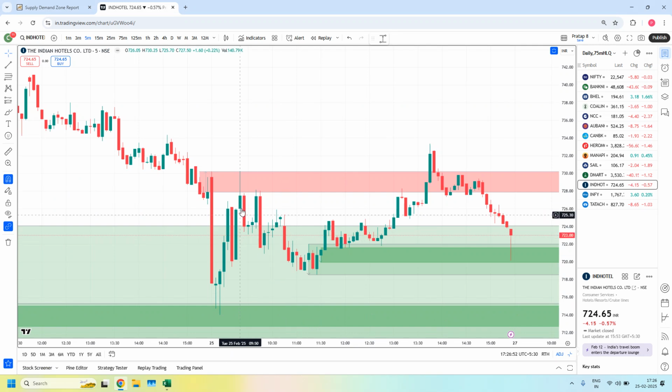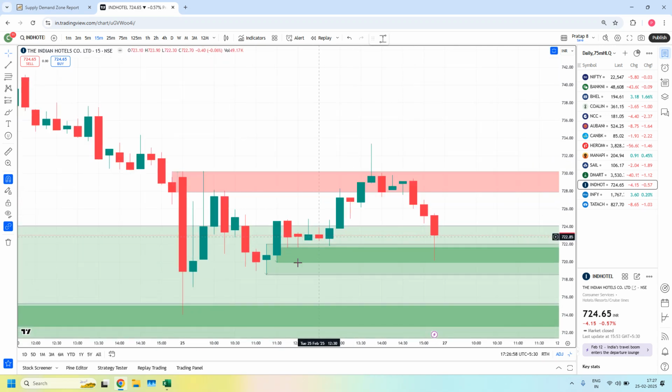After that, what happened? In the dynamic market, a new 15-minute zone is created here. Observe here. You have a drop, 2 base candles and a rally candle. Drop, base, rally. A new 15 minutes zone.